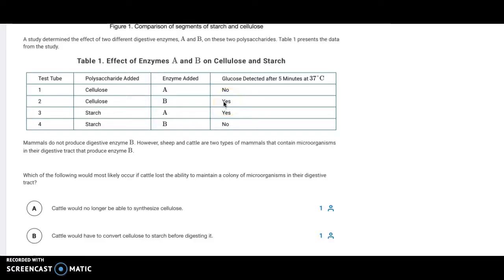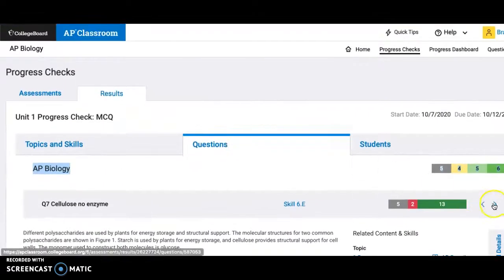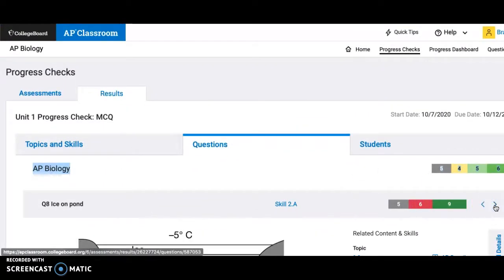That enzyme B can digest the cellulose to produce glucose. However, it cannot, interestingly enough, digest starch. So the microorganism creates a specific enzyme for cellulose, but not for starch. You guys did pretty well on that one.